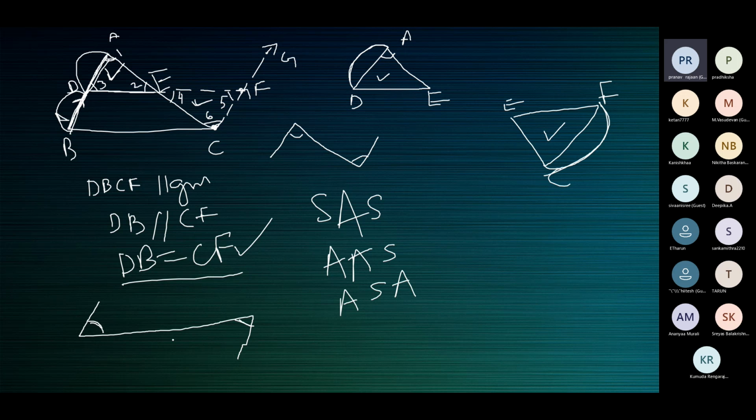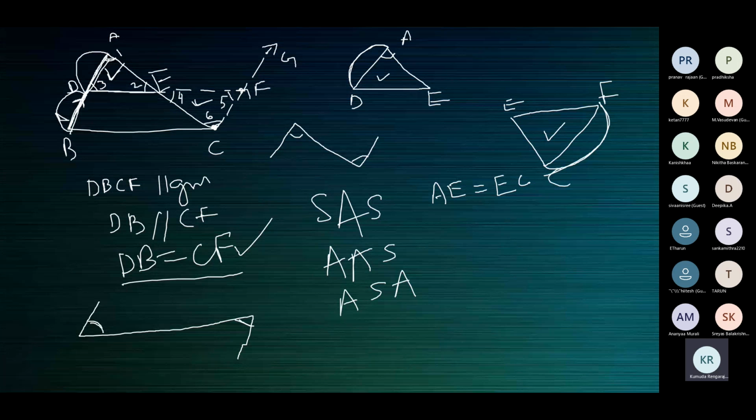Ma'am, can I say the side? Yeah, tell me. Ma'am, in the triangle ECG, EC is equal to EA because E is the midpoint of AC. Very good. So AE of AED is equal to EC of CEF because E is the midpoint of AC.